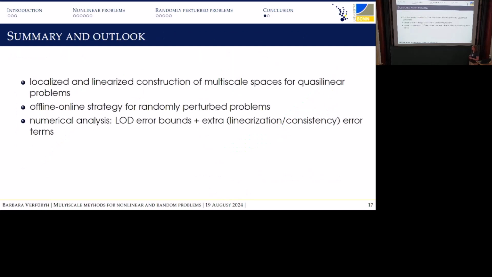And with that, I would like to already conclude. I've talked about a localized and linearized construction of multiscale spaces for nonlinear, mainly quasi-linear problems. For the randomly perturbed problems, I've spoken about an offline-online strategy. And if you want to really boil it down, my numerical analysis was typically: I have the typical LOD error bounds plus some extra error terms that I carefully controlled with perturbation type arguments, that come up for the linearization error or for the consistency error in the randomly perturbed case.